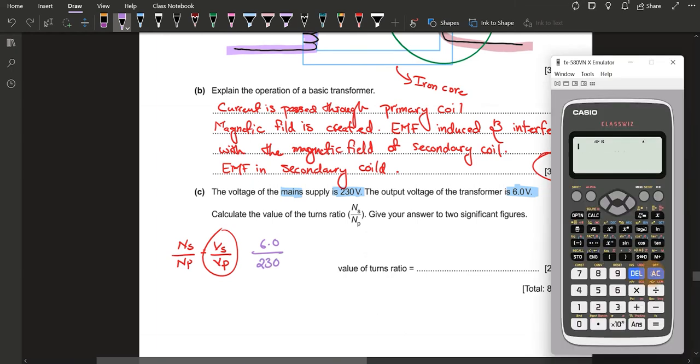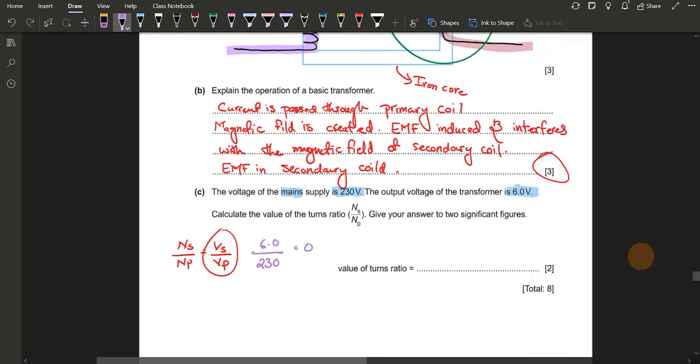So we just put this in our calculator and we get our answer as 0.026, correct to 2 significant figures. So it's going to be 0.026. And we are done with question number 8.